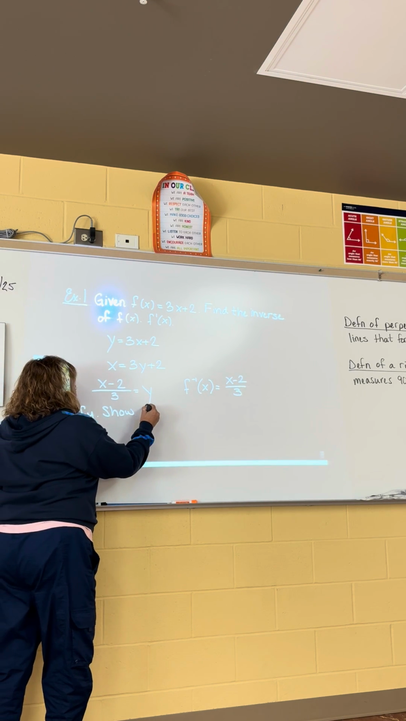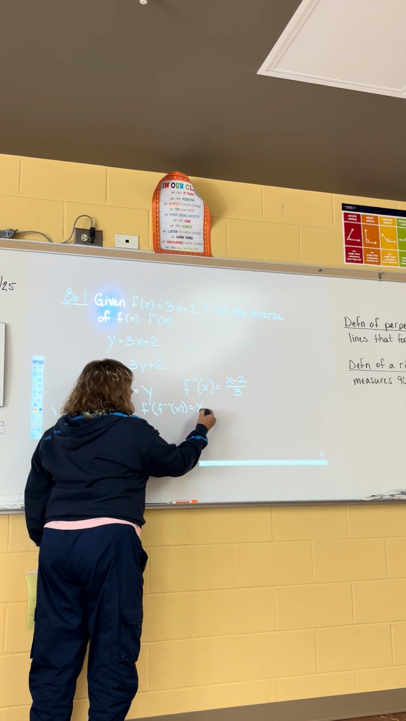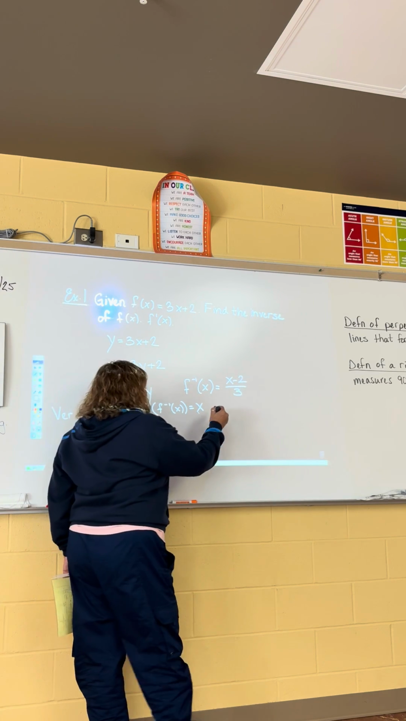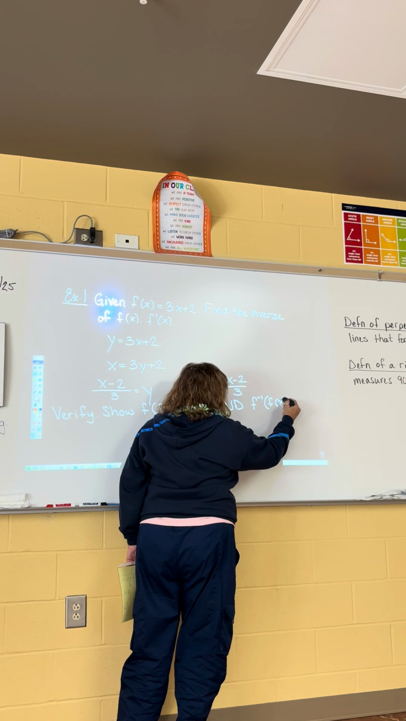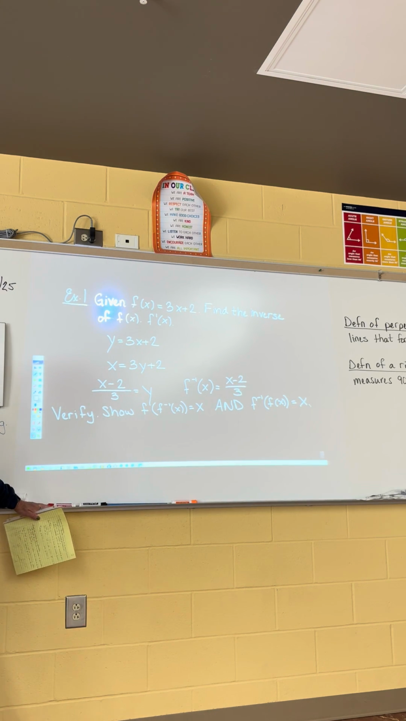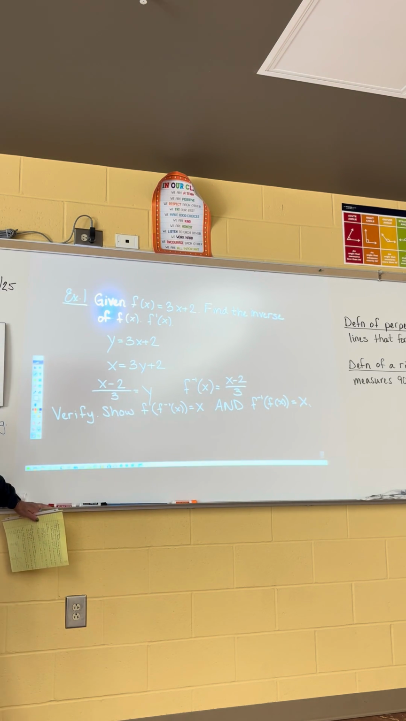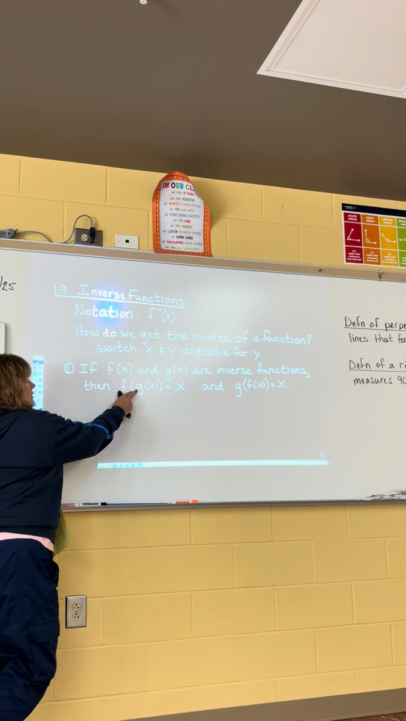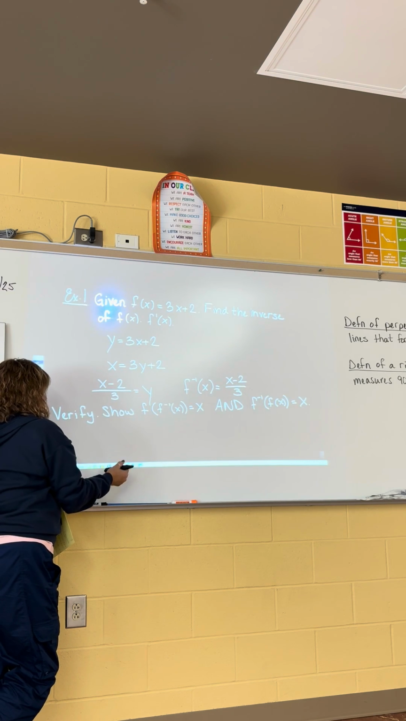To verify, you show f of f inverse equals x and f inverse of f of x equals x. So basically, it's what I have written on the previous screen, but I've replaced g of x with f inverse of x. That's all I've done. So it's still this. f of g of x has to equal x. If they're inverse functions, then this has to be true. So we're using our inverse.